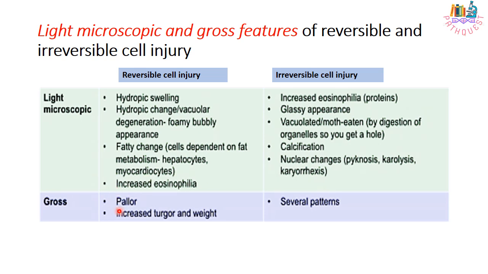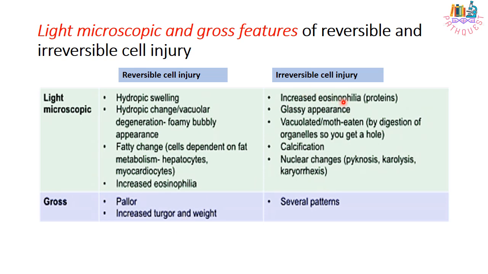Grossly, in reversible cell injury, because there is accumulation of water, the organ will look paler and there will be increase in the size, the weight and turgor of the organ.